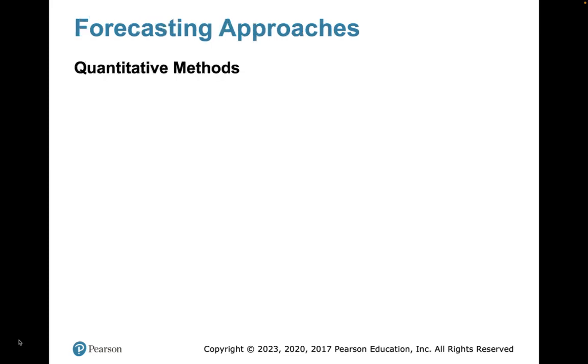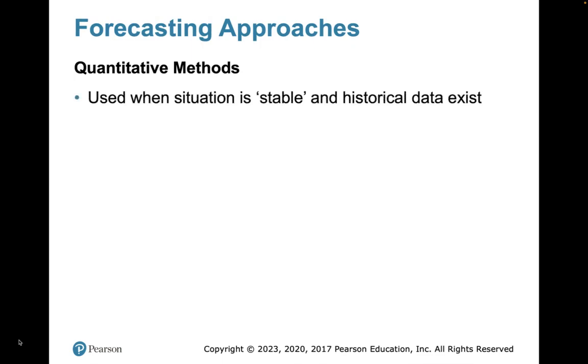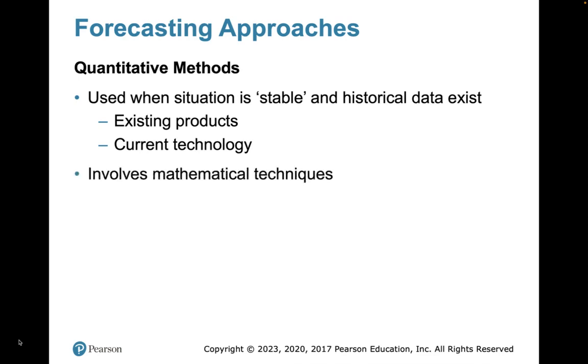So when we're discussing quantitative methods, we can apply these methods when we have a little bit more data, when things are kind of stable. So what that means is, existing products or current technology, things that have been established, whether it's in hospitality or any business, we can start to apply this sort of mathematical technique. So an example in your book is forecasting colored televisions, but of course we can use it to forecast hotel room sales or number of burgers we're going to sell in the future.